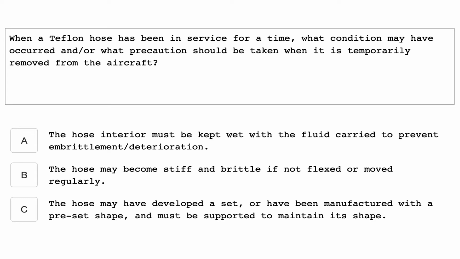When a Teflon hose has been in service for a time, what condition may have occurred and what precautions should be taken when it's temporarily removed from the aircraft? The hose may have developed a set or have been manufactured with a preset shape. It must be supported to maintain its shape.